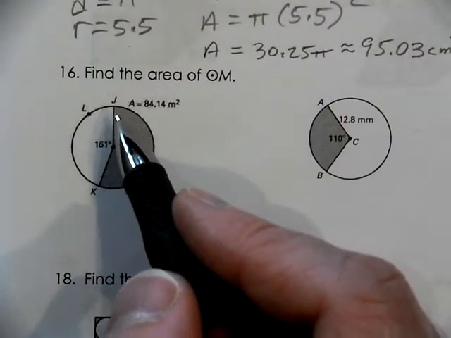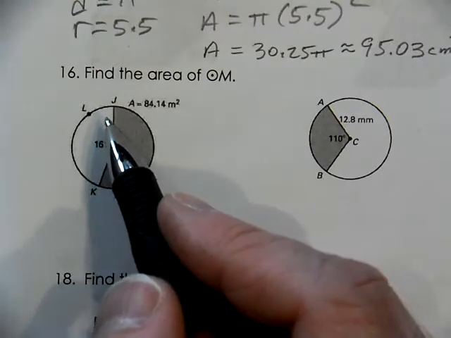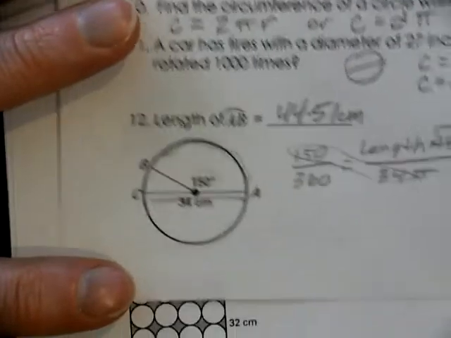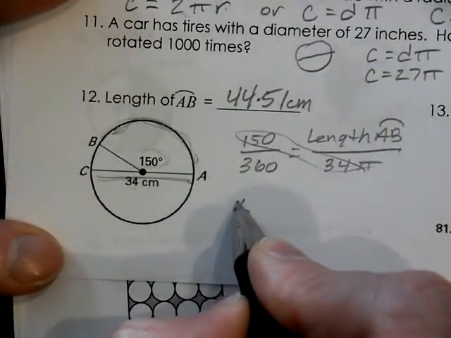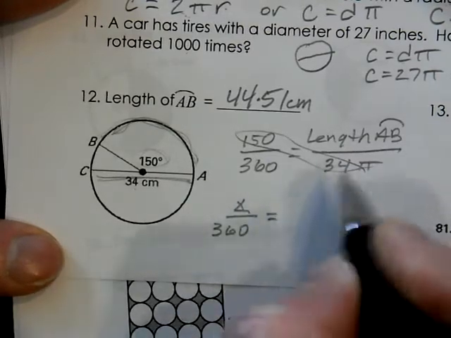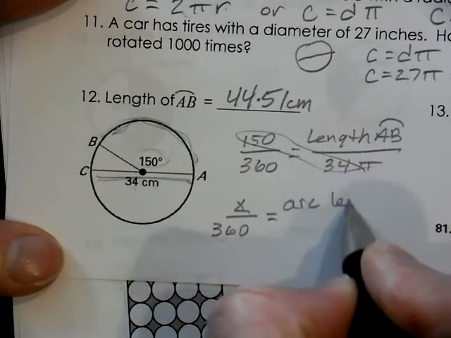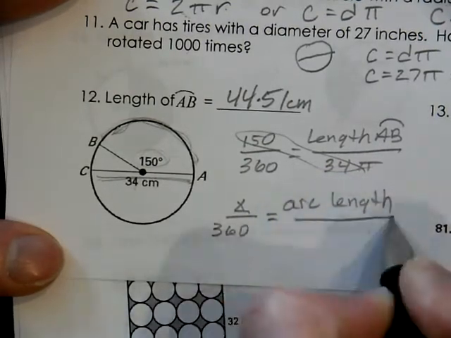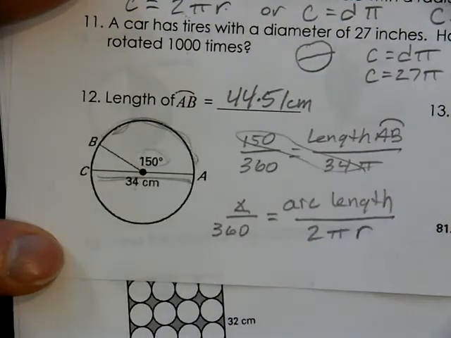Alright, here's another formula you want on your note card. We talked earlier about the angle over 360 equals the arc length over the circumference, which is often 2 pi r. That's a formula you would want on your note card.